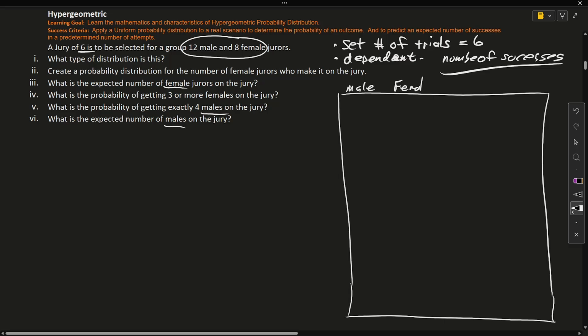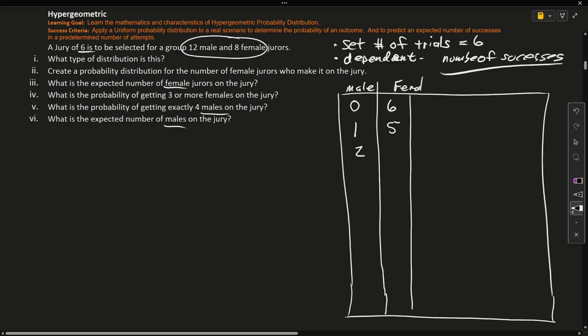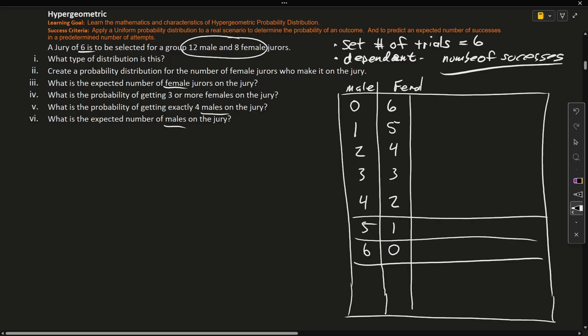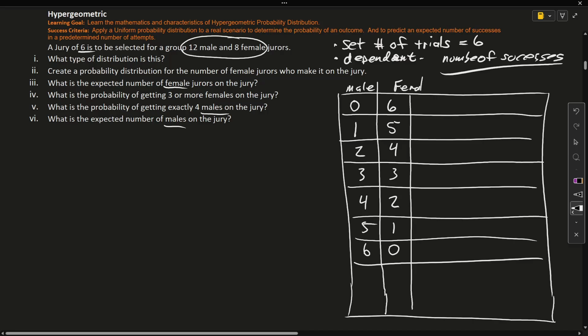So I'll just call this male and female. Okay. And so it looks like we're going to get 0 males or 6 females. Or we could get 1 male and 5 females, just like the other probability distributions. We could get 2, 4, we could get 3, 3, we could get 4, 2, we could get 5, 1, and we could get 6, 0. So remember, if there are 6 trials, you end up with 7 different things here. Hopefully I've got enough space to build this out properly.